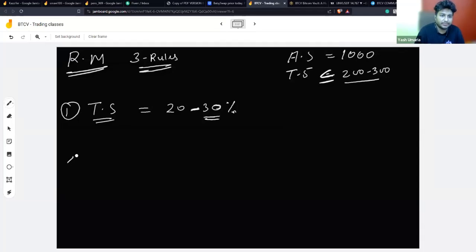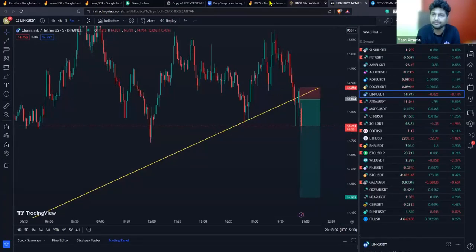The second thing is about stop loss. Now, first and foremost, what is a stop loss? I think the market did go down. Okay, that's great.